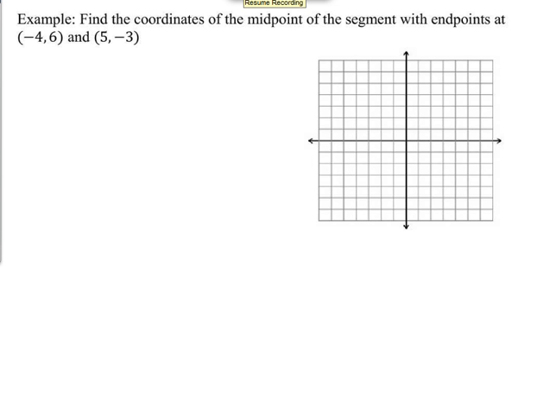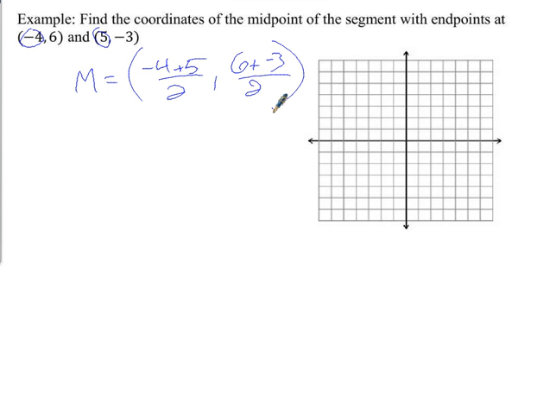So for this one, what should I write? M, capital M equals, it's capital M, not a little m. Little m represents what? Slope, yeah. So capital M is midpoint. And we have parentheses, what? The x coordinates, so I could write them negative 4 plus 5 over 2, comma, the y coordinates. 6 plus negative 3 over 2, or you could write 6 minus 3 over 2, that's fine too.